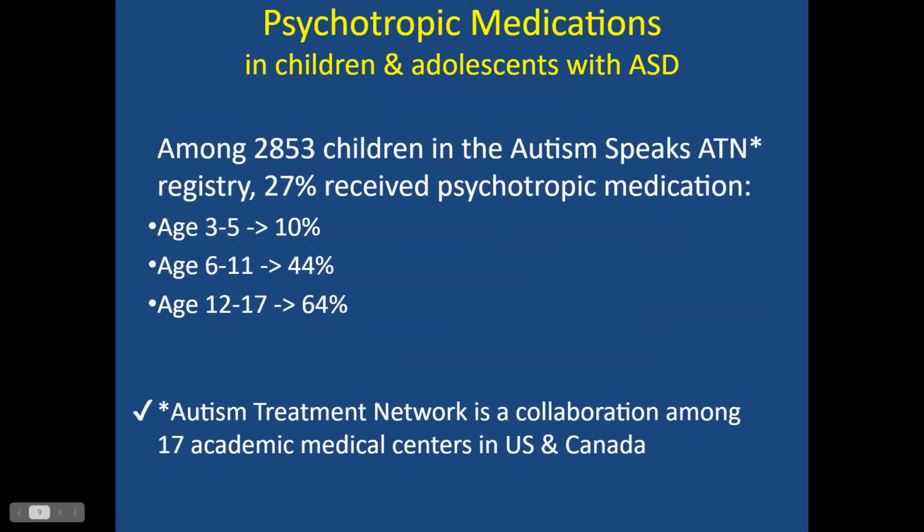So psychotropic medications are commonly prescribed to individuals with autism. And here's a registry from the Autism Speaks Autism Treatment Network. You can see that younger children are less likely to be prescribed medications, but still 10% of kids in that particular network. It may be a skewed segment of the population of kids with autism, right? Because if they're in the network, maybe they are more symptomatic, with more severe behavioral issues.